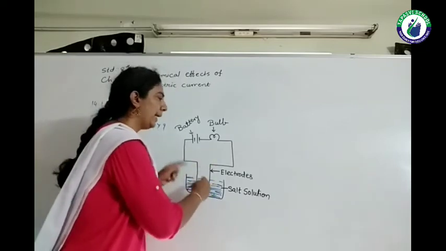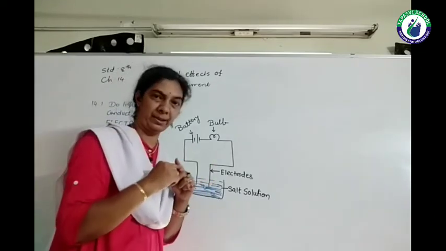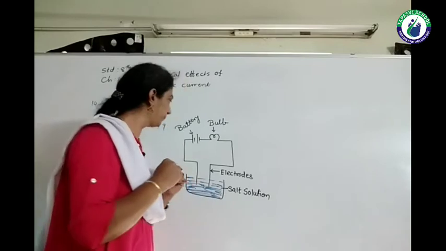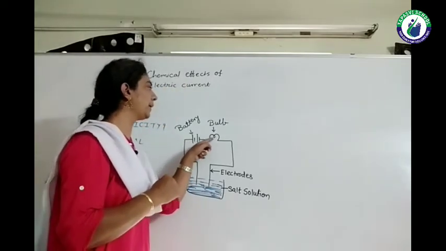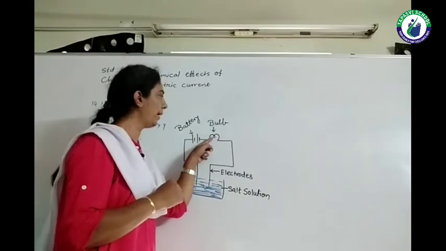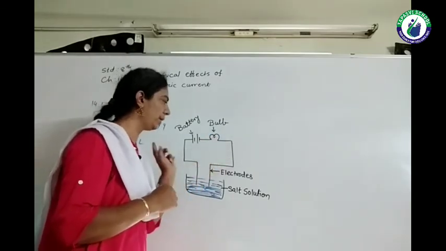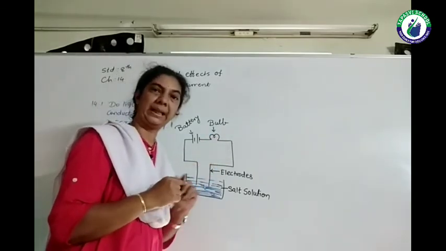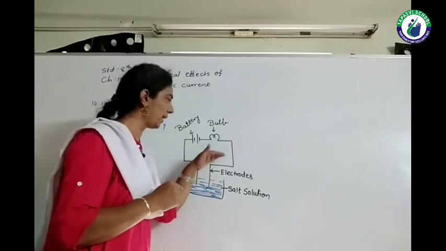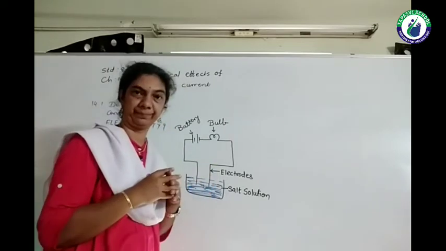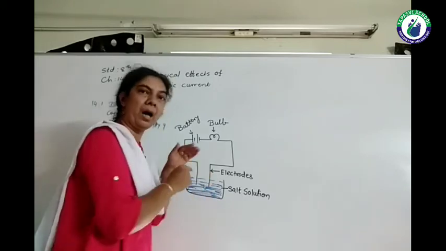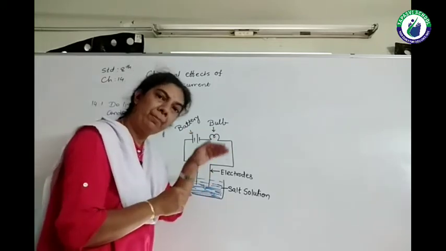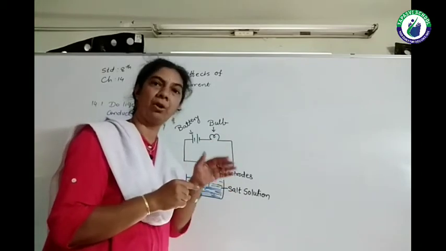Then put 2 electrodes, that means 2 wires, 2 conductors. Connect the battery, and the battery is connected with a bulb, and again the bulb is connected with another electrode. As I told you, here the circuit is completing. Remember that the electrodes should remain above the water; they should not be dipped in the solution or water.